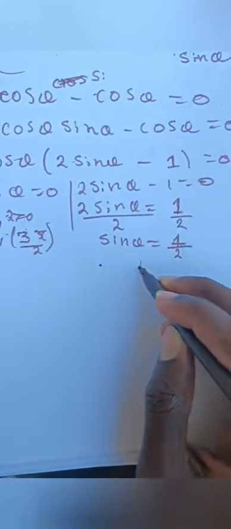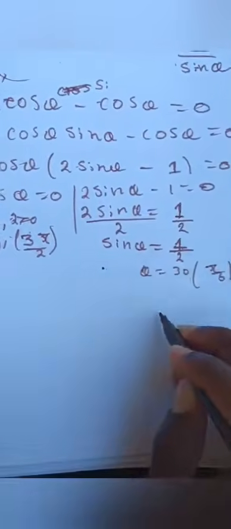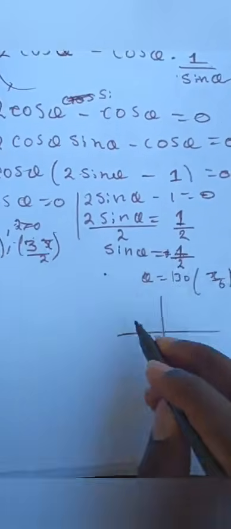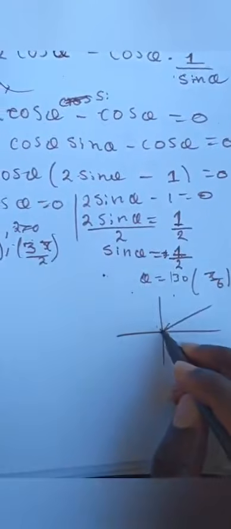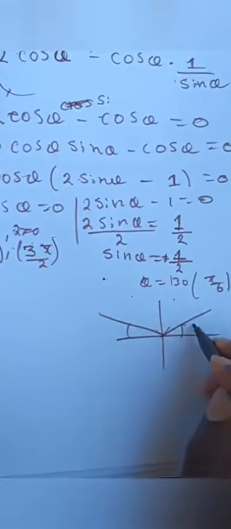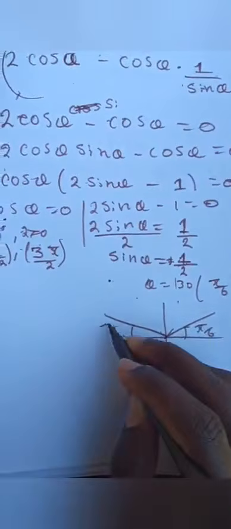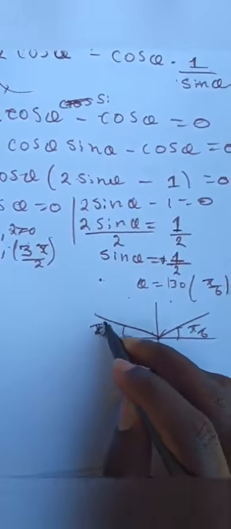when does sine give us 1 over 2? It is when you have 30 degrees, which is written as pi over 6. So since it's positive here, we're interested in the quadrants where sine is positive, which is the first quadrant and the second quadrant.